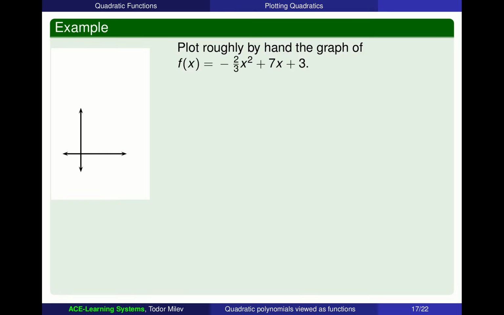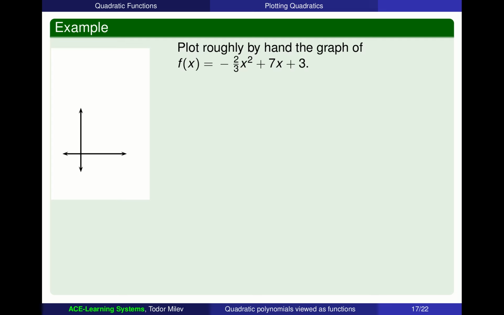So let's do an example. Let's plot roughly by hand the graph of negative 2/3 x squared plus 7x plus 3. Now, at the end of this slide, I'll be showing you the actual plot, which will be plotted by a computer. But hopefully, following the instructions in this slide, you'll be able to reproduce a somewhat accurate version of this plot by hand. The version should be accurate enough so that you can get a ballpark estimate of where the graph of the function lies. All right, so let's do that.